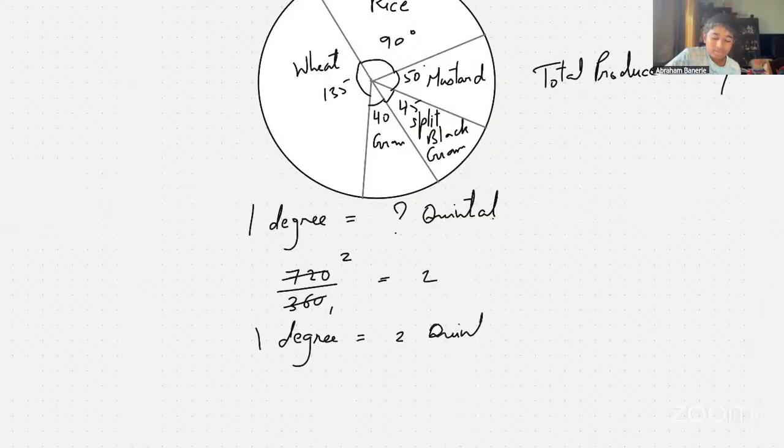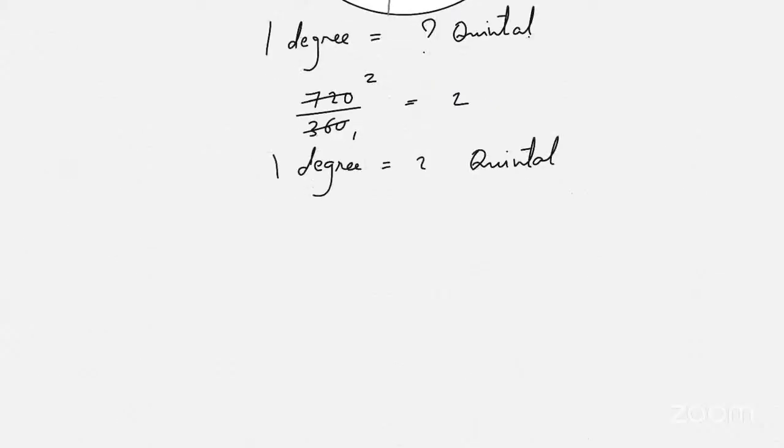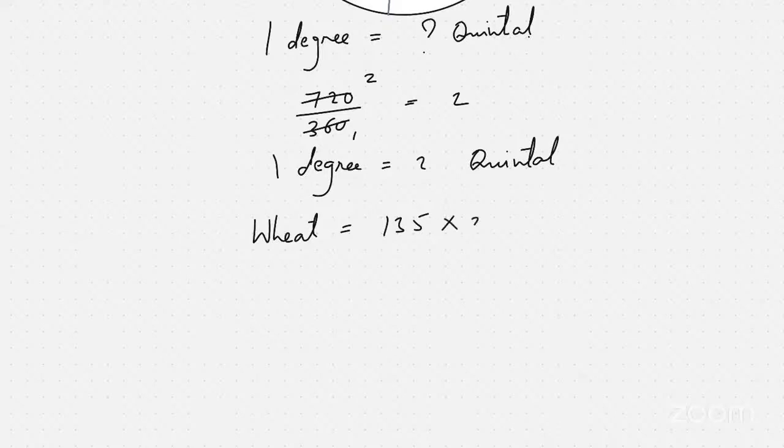Rice is 180, mustard is 50, split black gram is 45, gram is 40, wheat is 135. Yes, that is all correct. Because 1 degree is equal to 2 quintal, wheat is 135 into 2, so 135 degrees is 270 quintal.